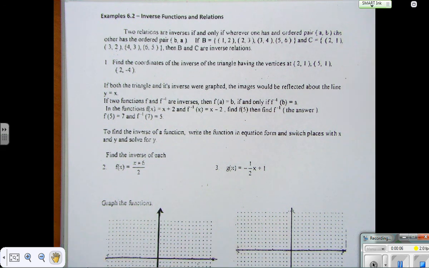Today we're going to go over section 6.2, inverse functions and relations. Two relations are inverses if and only if, wherever one has an ordered pair (a, b), the other has the ordered pair (b, a). So if B equals {(1, 2), (2, 3), (3, 4), (5, 6)}, and C equals {(2, 1), (3, 2), (4, 3), (6, 5)}, then B and C are inverse relations.